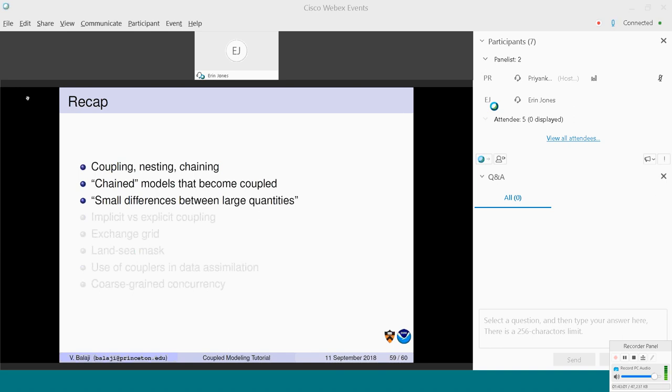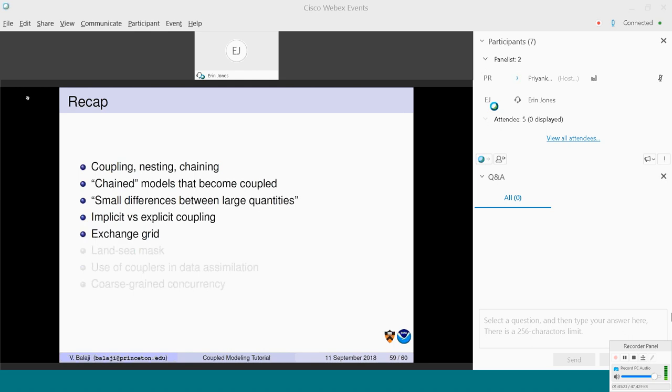People ask us, can you do all this at single precision? Some people seem to be happy, but the ocean people are not happy at all. Once you start this stuff up, you have to move to higher precision. And then implicit versus explicit. All clear? Yes, no?